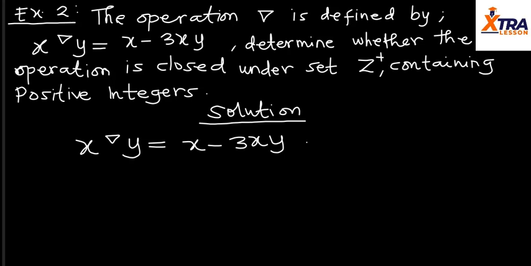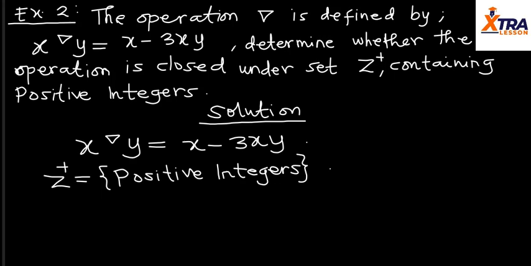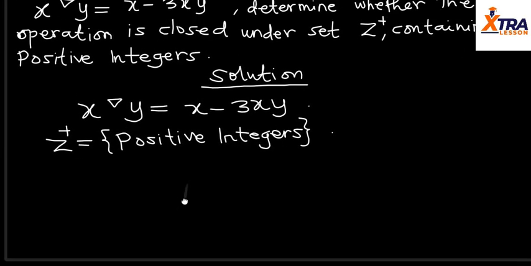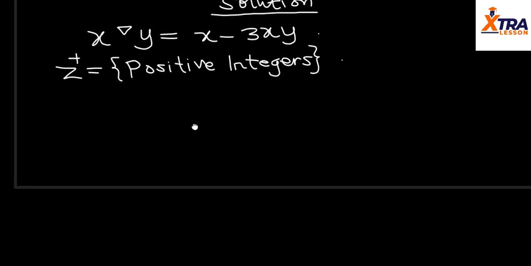Now, let's say we have this operation under set Z plus containing positive integers, and we want to know if this operation is closed under set Z plus. So all we need to do here is pick two values for x and y. Let x, for positive integers, be 6. You know 6 is a positive integer, and for our second value we can pick 10. We can pick any positive integers we like, but in this case we're just using 6 and 10. And let's see how it plays out.